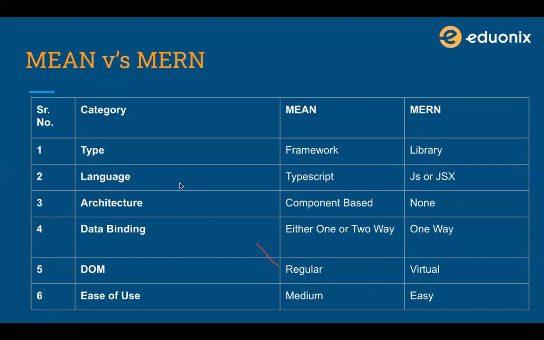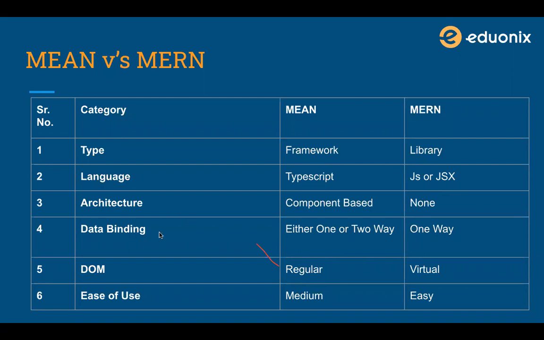In case of language, Angular is based on TypeScript and React is based on JSX. So this JSX is nothing but JavaScript plus XML, so it's quite similar. Now the architecture of Angular is based on components, which means that you have to create components in order to make your application. In React, there is no such binding. It can work either way.